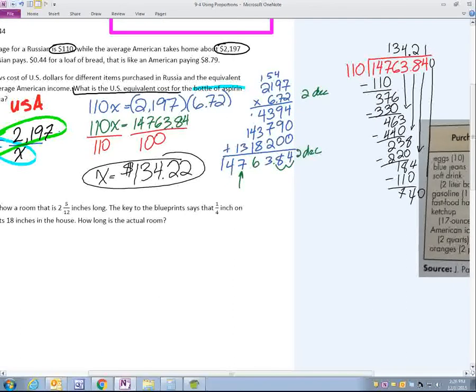I got x equals 134.22. Yes, sir. I got 134.20. Right, but are we dealing with American money here? How many decimals does that go to?